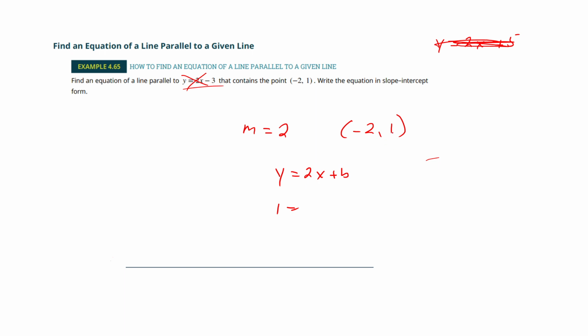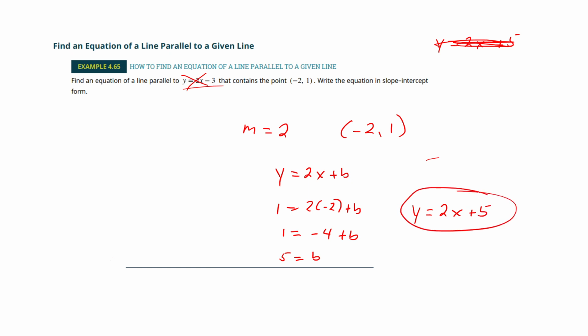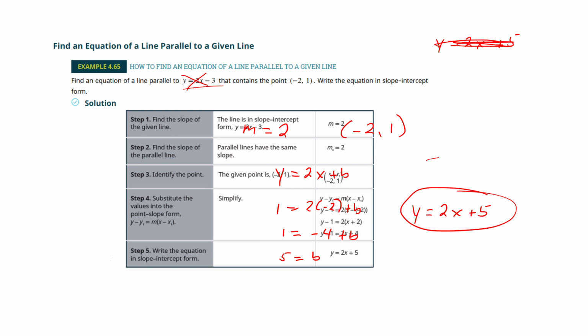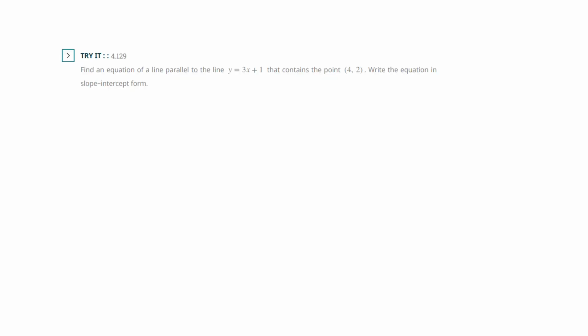I'm putting in the y and the x. Solving for the b. Now don't forget, I need the whole equation, so go back and put the b in there. Okay, same idea. Pause if you want to try on your own.